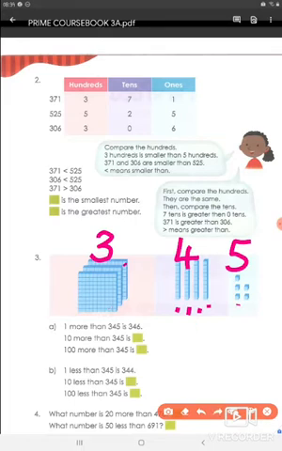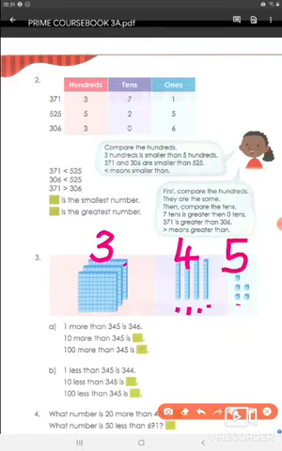The next one is 100 more than 345. 100 is here by the 3. So we add a 100 block. And now we have 445. The same goes for less. One less, so we take away 1, so we only have 4. 344.